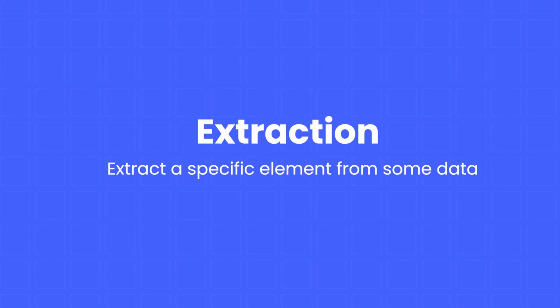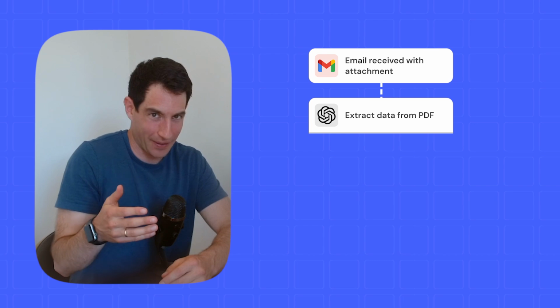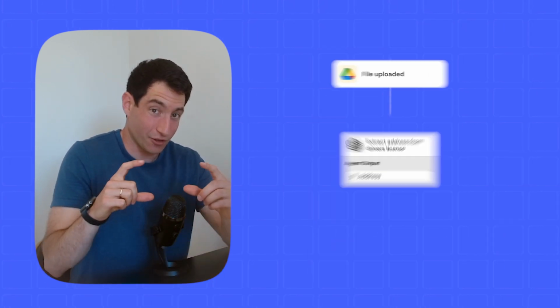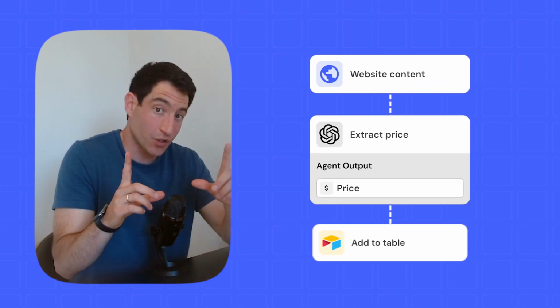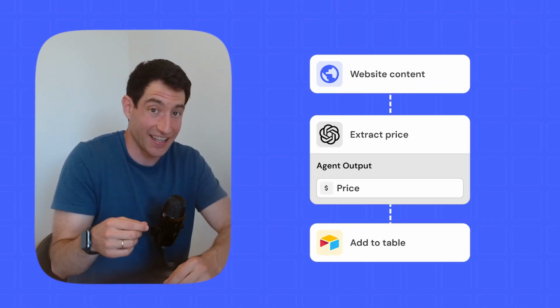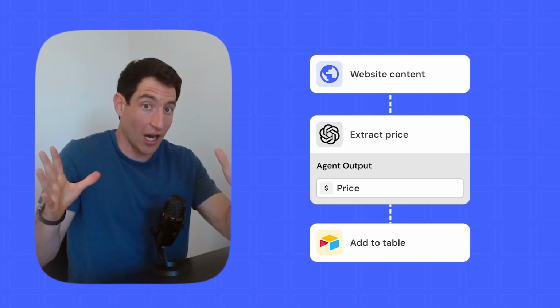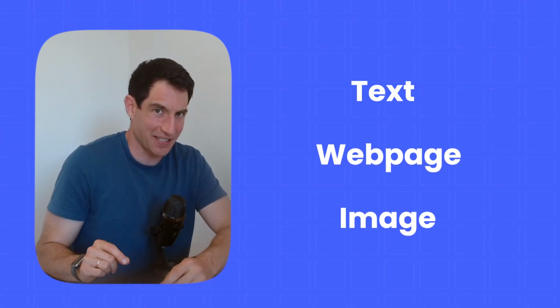The second thing AI is good at is extraction. Extraction means you've got a big piece of data and you want to extract a specific element from it. For example, let's suppose you got an invoice sent to you as a PDF and you want to extract the due date, the amount, and the vendor name. Or you've had a driver's license uploaded to your Google Drive and you want to extract the address. Or you've scraped the content of a web page and you want to extract the price on that web page. AI is really, really good at taking a bigger object, whether it's text or a web page or an image, and then extracting just the elements that you want.